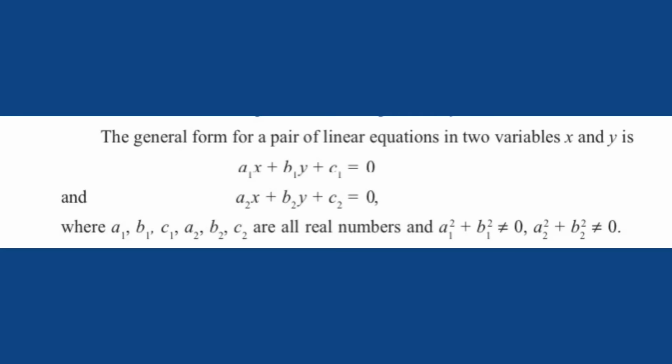The general form of pair of linear equations in two variables is a1x plus b1y plus c1 is equal to 0 and a2x plus b2y plus c2 is equal to 0. For the first equation, a1, b1 and c1 are the constants and x and y are the variables. Similarly, for the second equation, a2, b2 and c2 are constants and x and y are the variables.